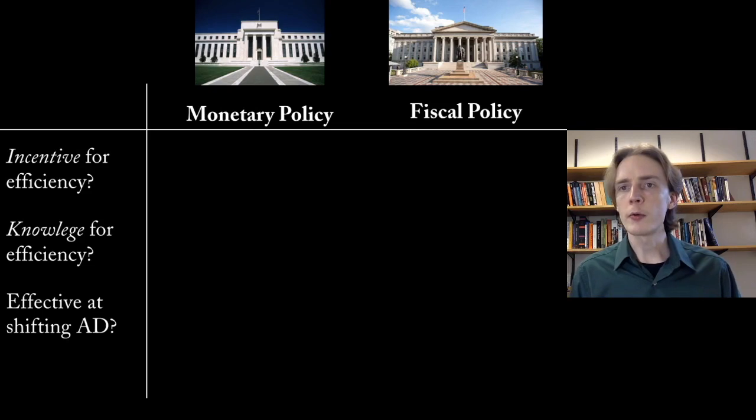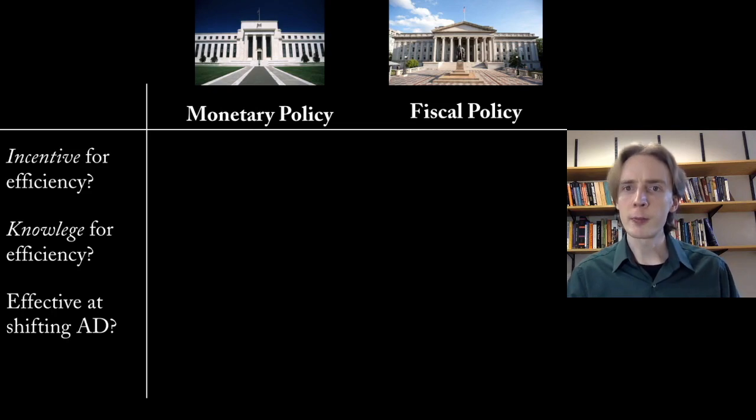And we're going to want to know for each of those, do they have an incentive to use resources efficiently? Do they have the knowledge to do so? And is it effective at doing what they wanted to do? Can they engineer a short-term stimulus if they wanted to?